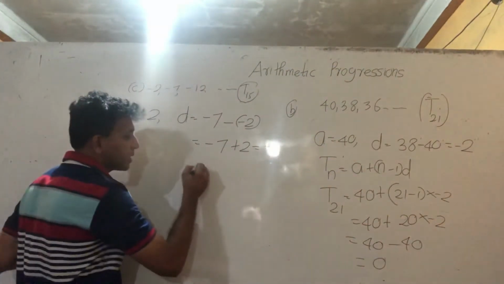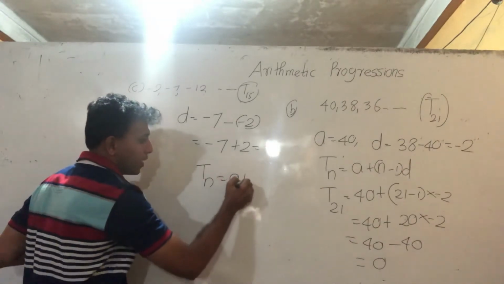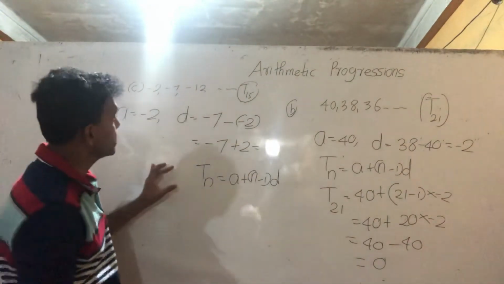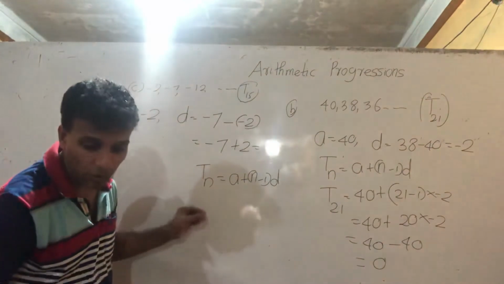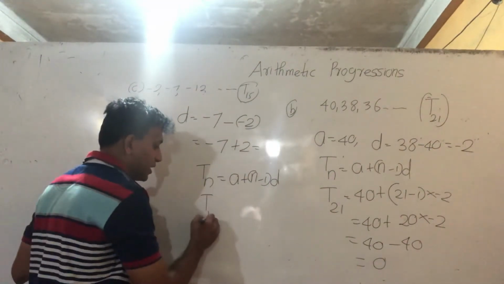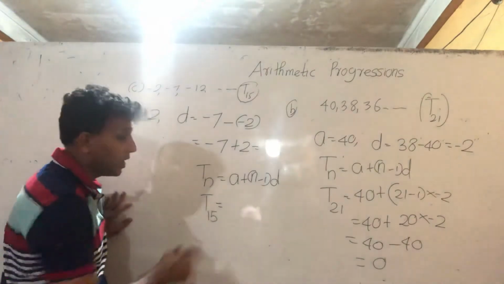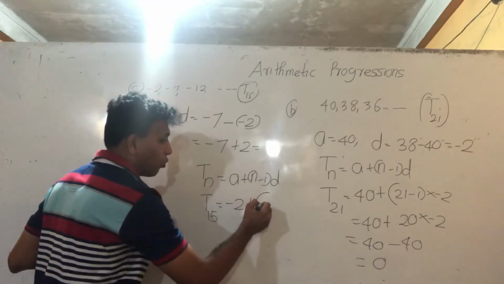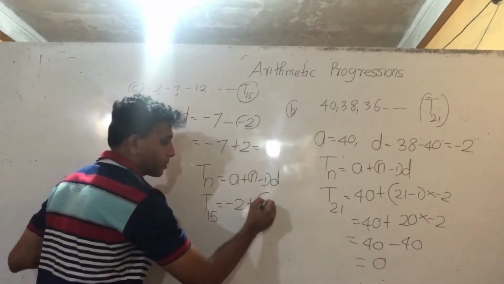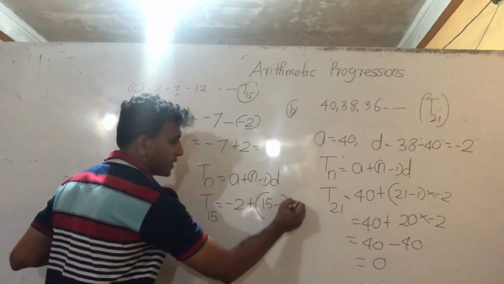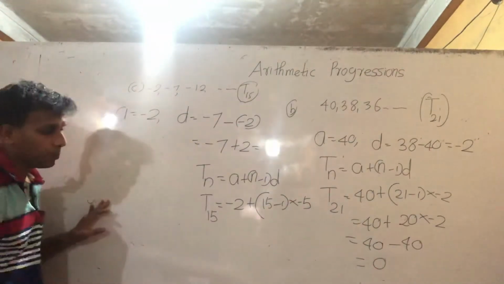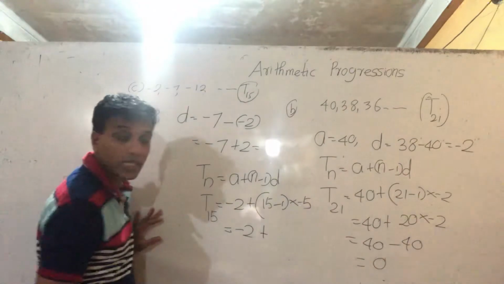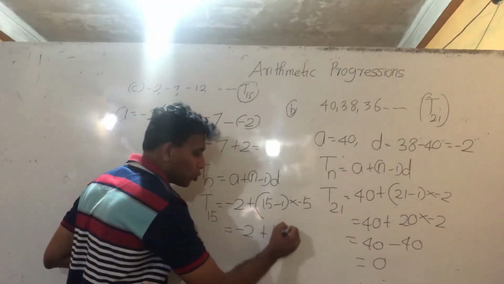Then write the nth term formula. Tn equals a plus n minus 1 into d. The question is find the 15th term. Put n for 15, T15. a for minus 2 plus n for 15 minus 1, common difference minus 5. Now simplify this. Minus 2, 15 minus 1 is 14, into minus 5.